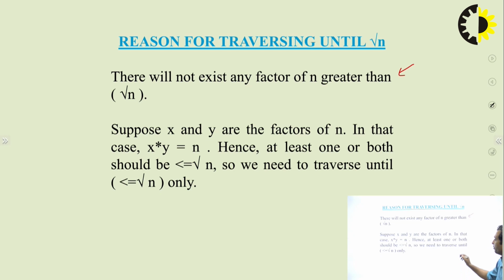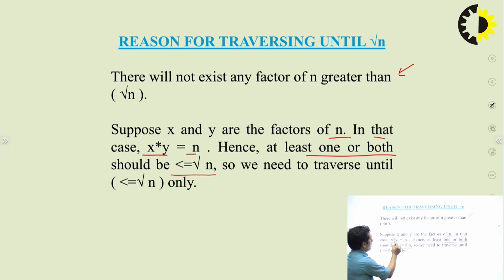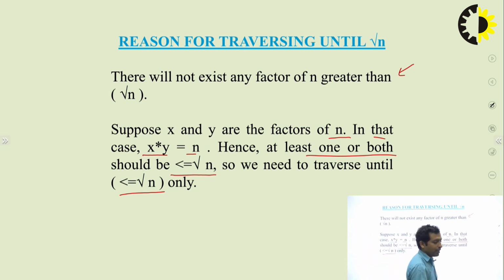Suppose x and y are the factors of n. In that case, if x and y are factors, then x cross y must equal n, and hence at least one of the two should be less than or equal to under root n, so we need to traverse until this only. So we need not traverse the whole list again. By using this property, we are getting a much better time complexity.